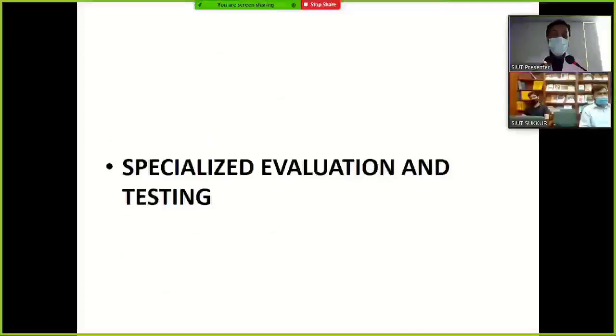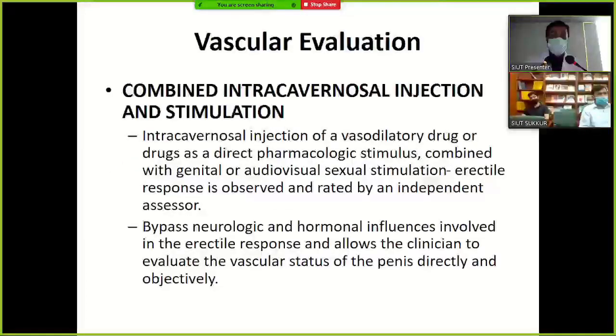Then there are certain specialized evaluation and testing for ED. In vascular evaluation, there is a combined intracavernous injection and stimulation. This test includes intracavernous injection of vasodilatory drug or drugs as a direct pharmacologic stimulus combined with genital or audiovisual sexual stimulation. Erectile response is observed and rated by an independent assessor. It bypasses neurogenic and hormonal influences involved in erectile response and allows the clinician to evaluate the vascular status of the penis directly or objectively.